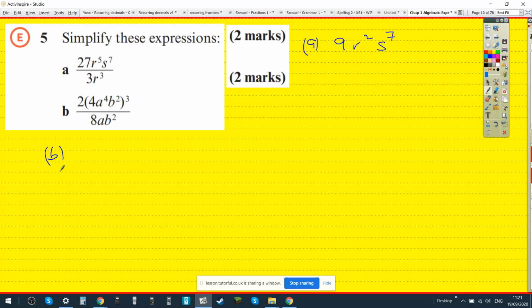So without timesing it by 2, would it be 32a to the power of 12 and b to the power of 5? Yep, but not 32. 64. Yes. Okay.